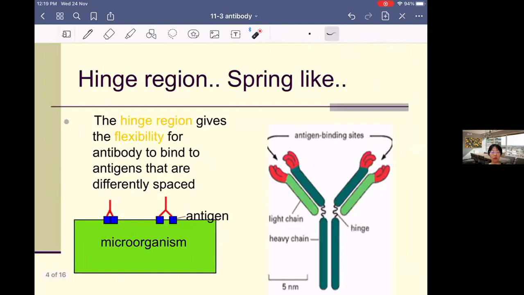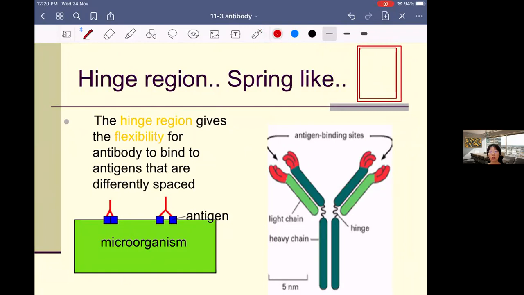Now let's move on with a little bit more about the structure of antibody. There's one region which is called the hinge region, and this hinge region is spring-like. Now, if you want to understand the meaning of the word hinge, let's say this is the frame of your door. Okay, and then this is your door here. I'm going to draw your door here.